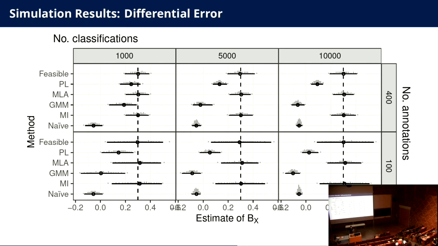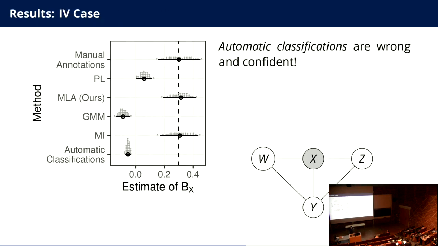But when we add the differential error, then some of these methods start breaking down. In particular, multiple imputation still works, as we expected from the theory, but the generalized method of moments calibration model doesn't work as well anymore, as we also expected. But multiple imputation still works, and our maximum likelihood adjustment procedure still works. So in summary, the automatic classifications in this example are wrong and confident; they get the sign wrong.